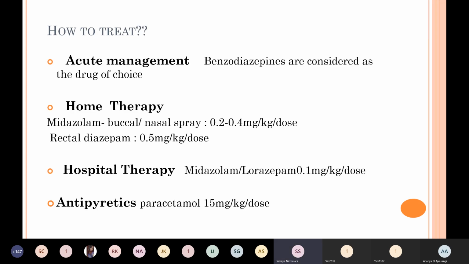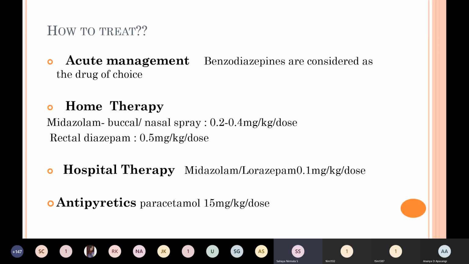So how do we treat a febrile seizure? So one is acute management, home therapy, and what do we do in the hospital and what can we do to prevent it? So acute management, benzodiazepine is the drug of choice. That is, we have to give either midazolam or lorazepam. So this is the drug for acute management.